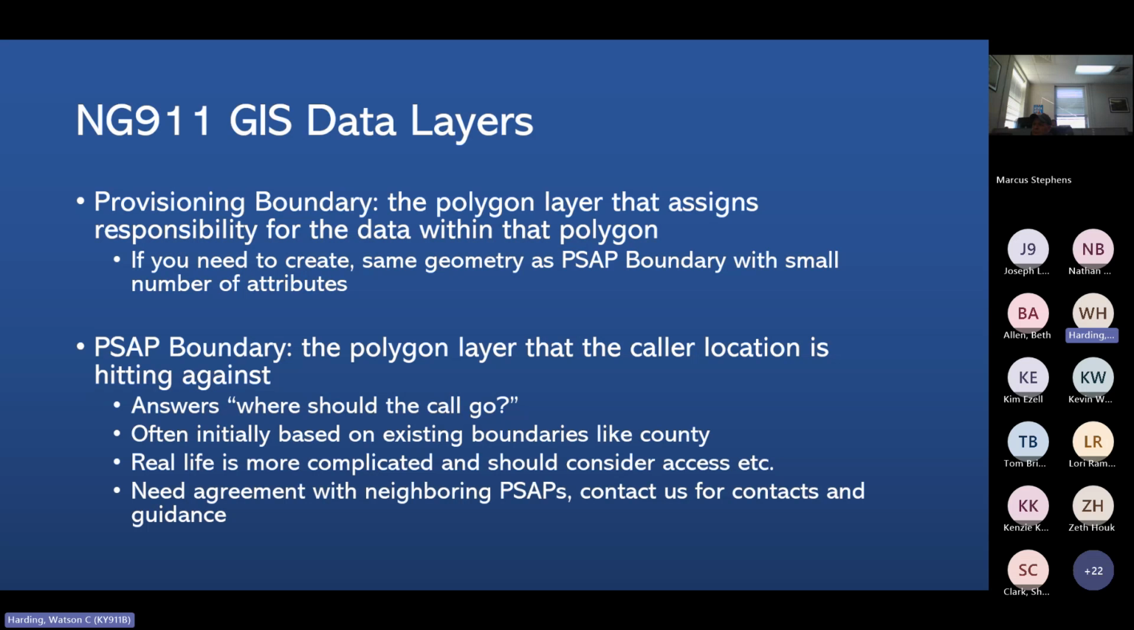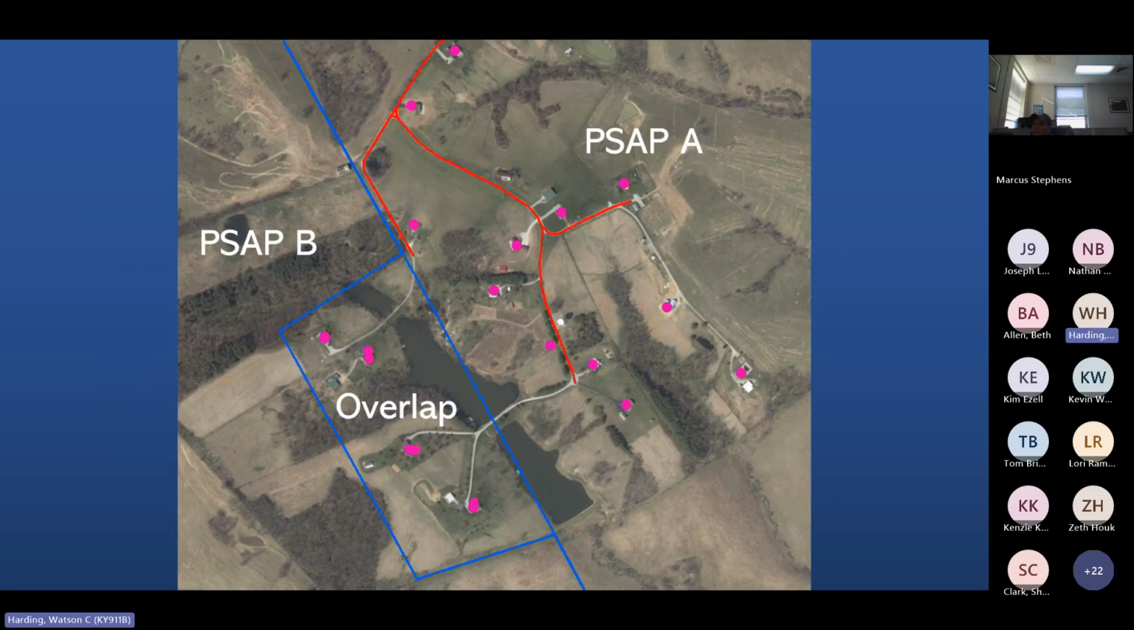We have all of that good stuff. And so yeah, this is an example of why real life is a little more complicated than just the county boundary. So we have an access issue for these houses in the overlap. PSAP A is claiming it due to access issues. These houses can't be easily accessed from PSAP B. And there's a number of ways to solve this.